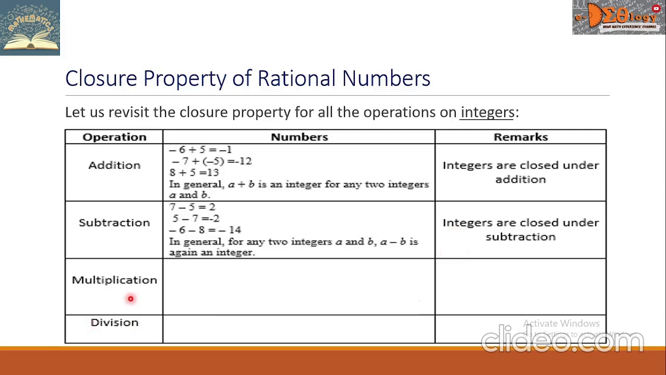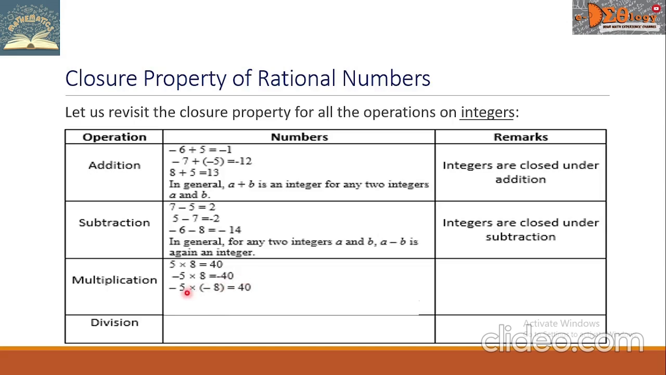Let's go to multiplication. Let's have examples. 5 times 8 equals 40. 5 and 8 are integers, and the answer 40 is an integer. Second example, negative 5 times 8 equals negative 40. Negative 5 and 8 are integers, and negative 40 is also an integer.